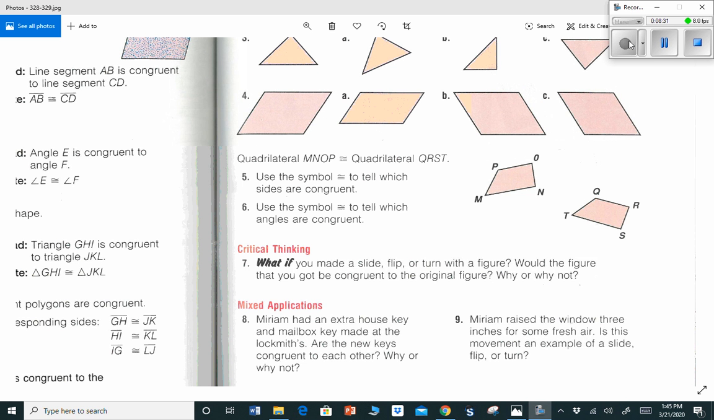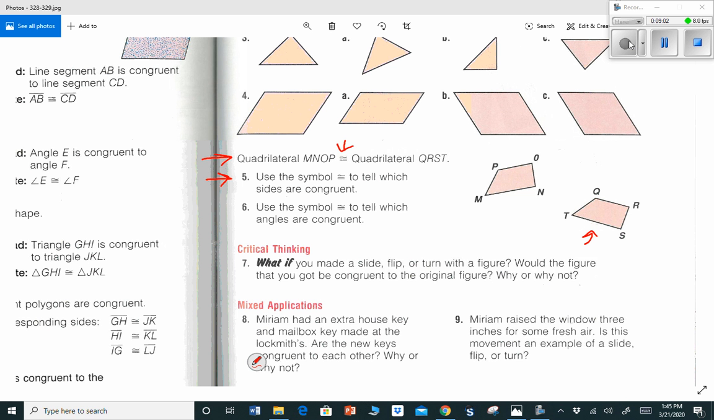All right, you're going to have to be very careful with this. It says that quadrilateral MNOP and quadrilateral QRST are congruent to each other. So they are telling you that they are congruent. Do you think that they are basically turned the same way? We just have to maybe straighten this one out a little bit to make it match up nicely with the other one. That's going to help us with 5 and 6.